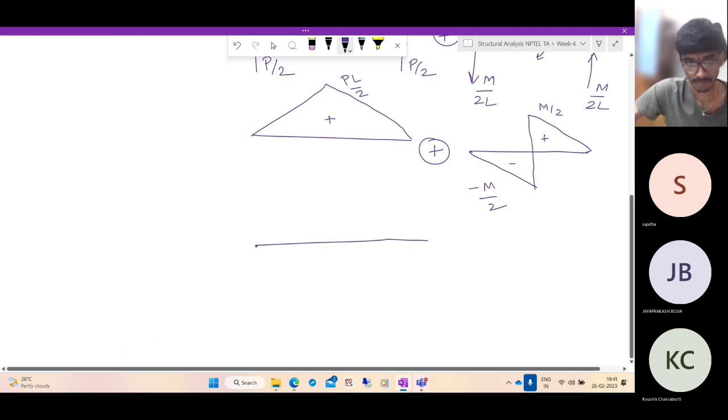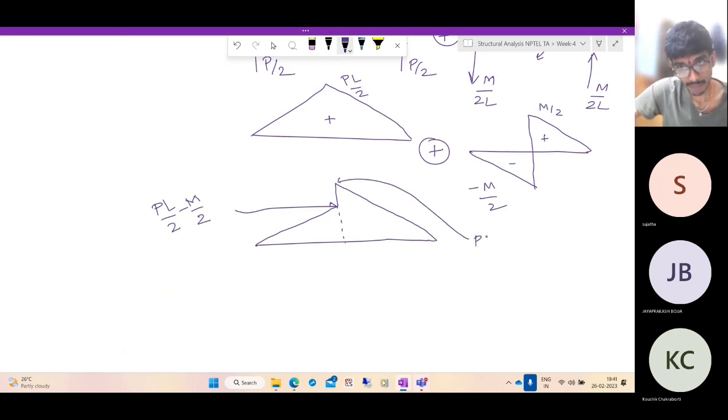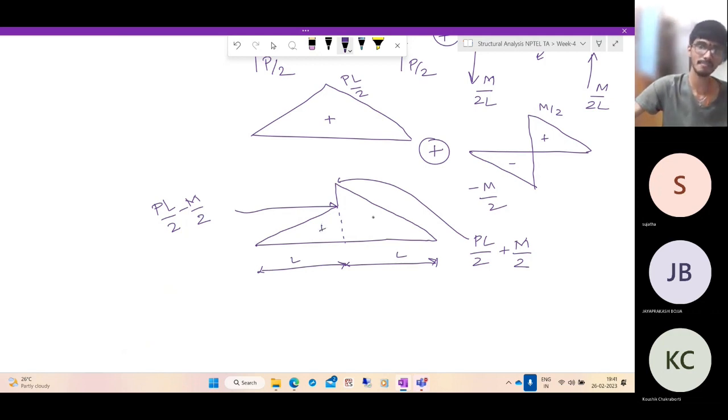So the resulting bending moment diagram will be like this. If you superpose this, both are positives. So this value is PL by 2 minus M by 2. And this value is PL by 2 plus M by 2. That's it. And this is L and L. This is L. This is L. Done. So we have got the bending moment diagram.